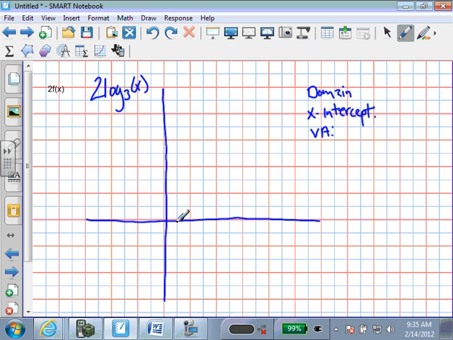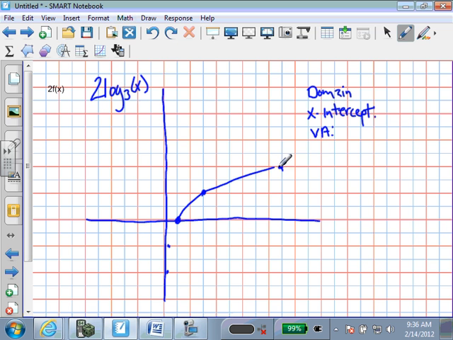So my point at 1, 0 is still at 1, 0, because twice 0 is still 0. My point at 3, 1, well, 1 doubled is 2, so now it's at 3, 2. My point at 9, 2 is now at 9, 4. My point at 1/3, negative 1 is going to be at 1/3, negative 2. And 1/9, negative 2 is going to be at 1/9, negative 4.